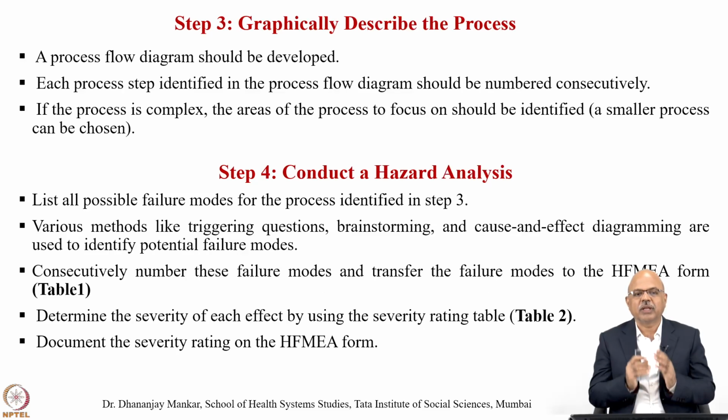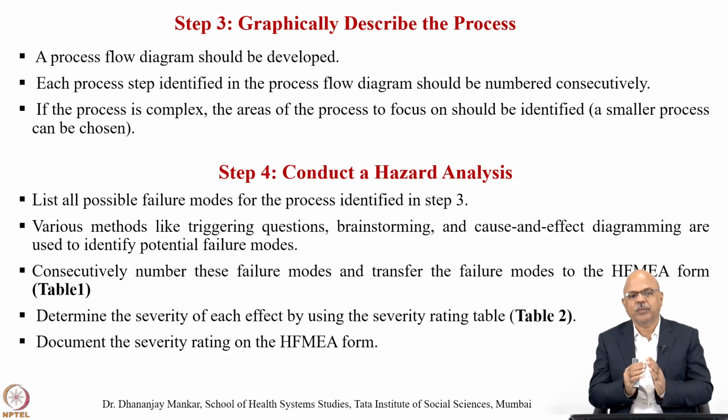Step 3 is graphically describing the process. A process flow diagram should be developed. Each process step identified in the process flow should be numbered consecutively. If the process is complex, the areas of the process to focus on should be identified. A smaller process can be chosen, where you can make a graphical representation of it and work on that to describe the process. The reason is to understand the minuteness of it and to calculate what risks are possibly occurring.